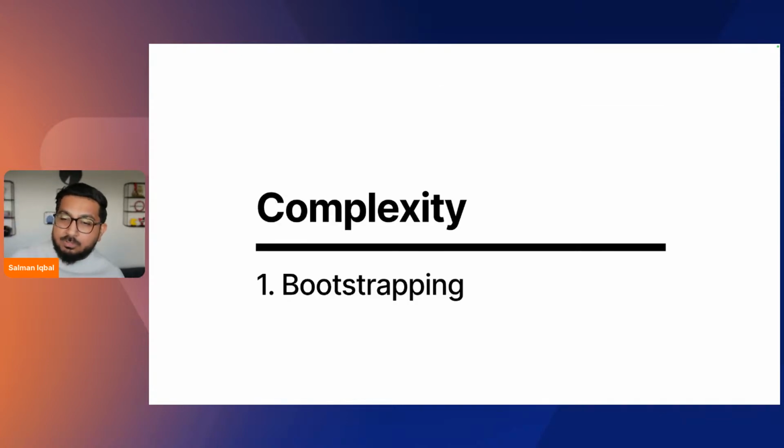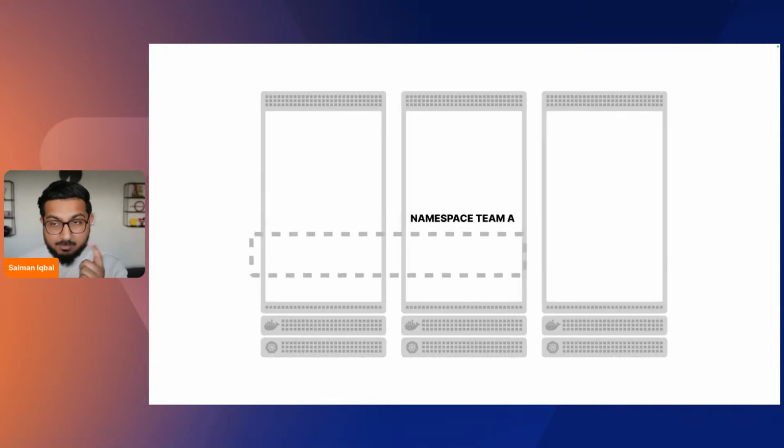Let's explore the complexity. What are the areas that we need to consider when it comes to it? The first one is bootstrapping. What do I need to do to onboard a team onto a tenant? Let's have a look. Remember in the beginning, I mentioned that you can create a namespace. And we saw how simple that was.